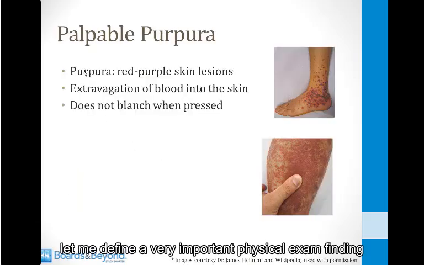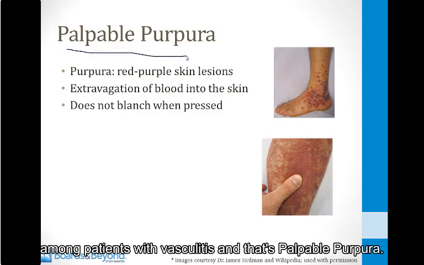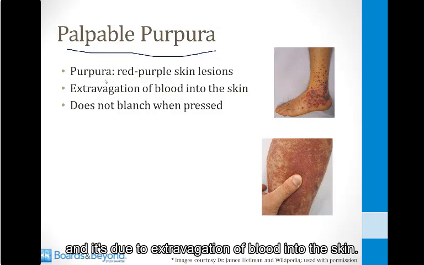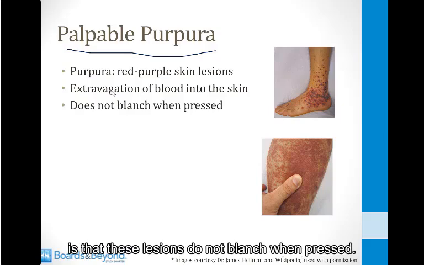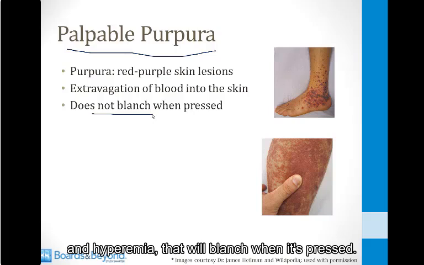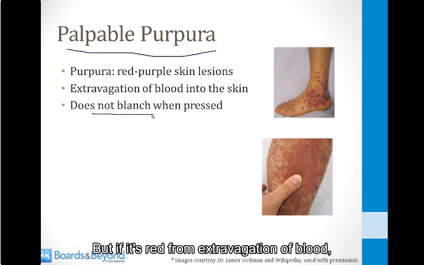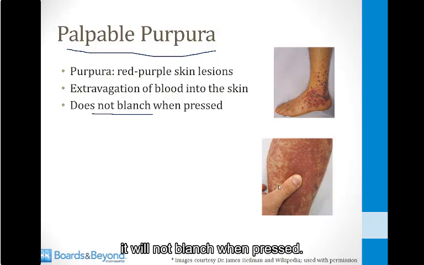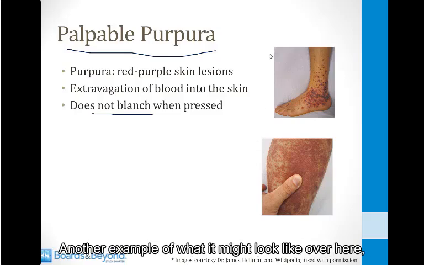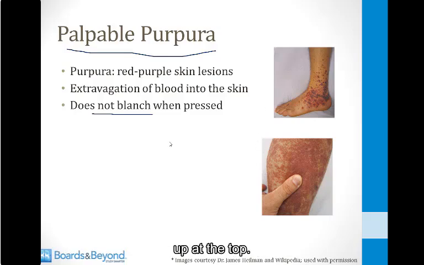Before we go any further, let me define a very important physical exam finding among patients with vasculitis, and that's palpable purpura. So purpura means red-purple skin lesions, and it's due to extravasation of blood into the skin. And a very important feature of purpura is that these lesions do not blanch when pressed. So if your skin turns red from increased blood flow and hyperemia, that will blanch when it's pressed. But if it's red from extravasation of blood, it will not blanch when pressed. And there's an example of someone pressing on the skin of a patient with purpura over here on the right. Another example of what it might look like over here up at the top.